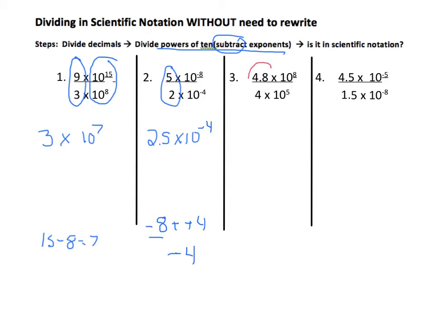Okay, so let's see how you did. 4.8 divided by 4. If you need to, write it out like that. 4 goes into 4 one time, put the decimal up. 4 goes into 8 2 times. So my decimal portion is 1.2 times, and if we're dividing powers of 10 with the same base, we subtract the exponents. 8 minus 5 is 3, so my new exponent is 3.